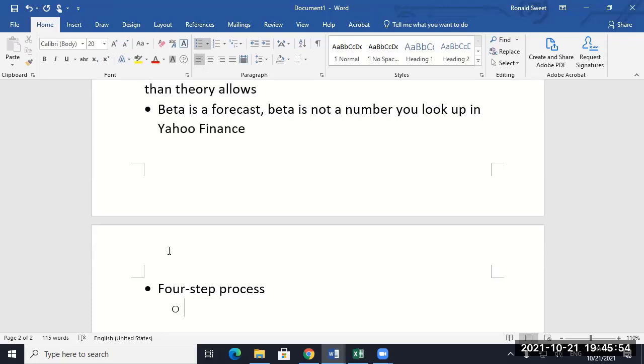What's the first thing? Yeah, the revenue nature. Is this a cyclical or defensive product? Right, start with the company itself. What does it sell? Is it selling a cyclical item or is it selling a non-cyclical item? So start with that. What's the nature of their revenues?